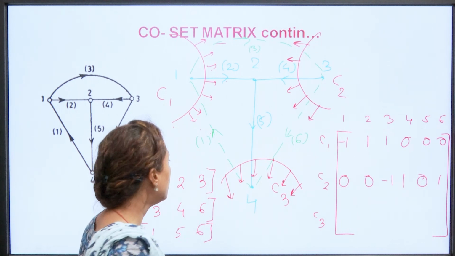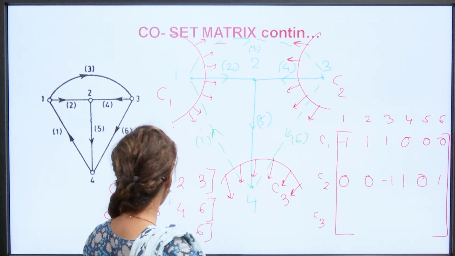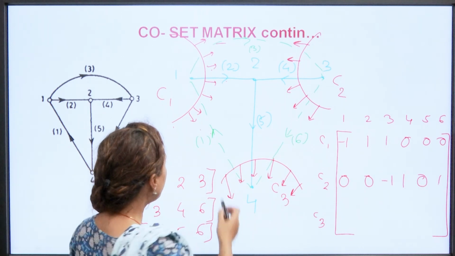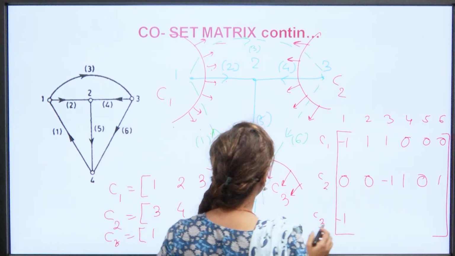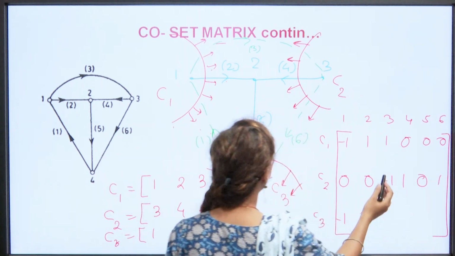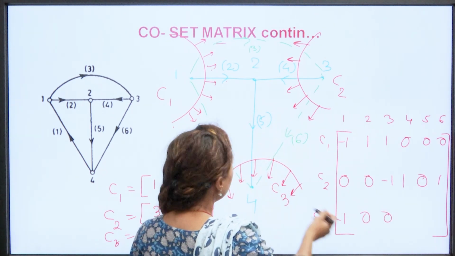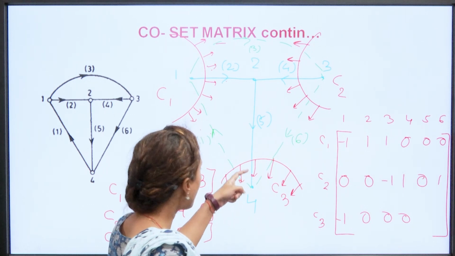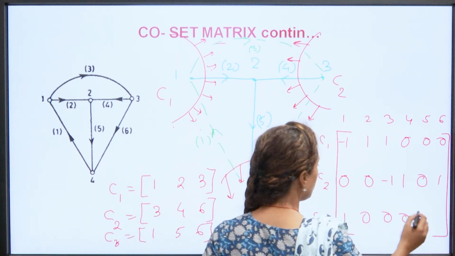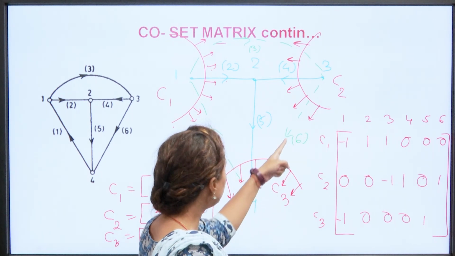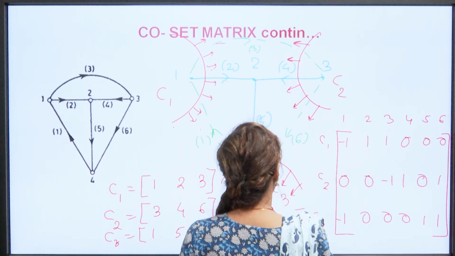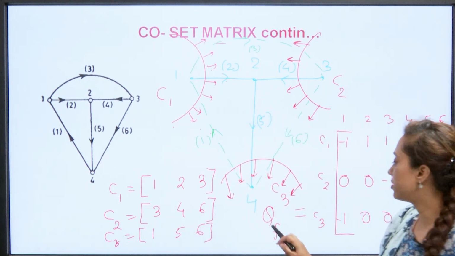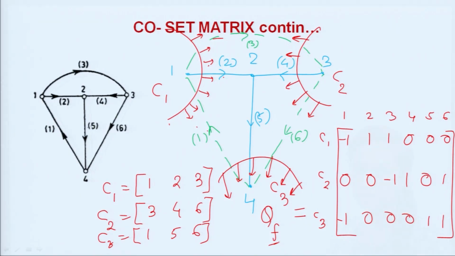For the cut set number 3, we will see the branches 1, 5 and 6. So branch 1 will have the direction as this, but the fundamental cut set direction is opposite, so it is -1. Second is not passing through this cut set, third branch is also not passing, fourth branch is also not passing, fifth has the same direction as your fundamental cut set C3, so it is 1. 6 is also matching with the C3 direction, so it is +1. So this is the fundamental cut set matrix, that is denoted by QF, right? So this is how we make a cut set matrix.